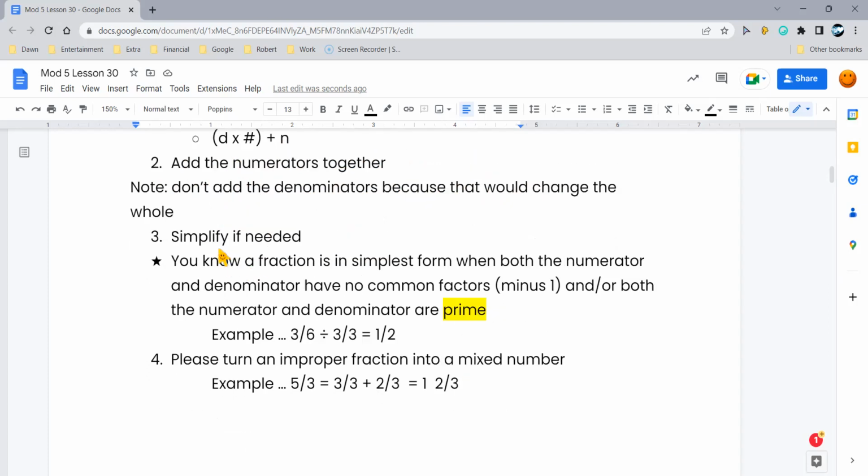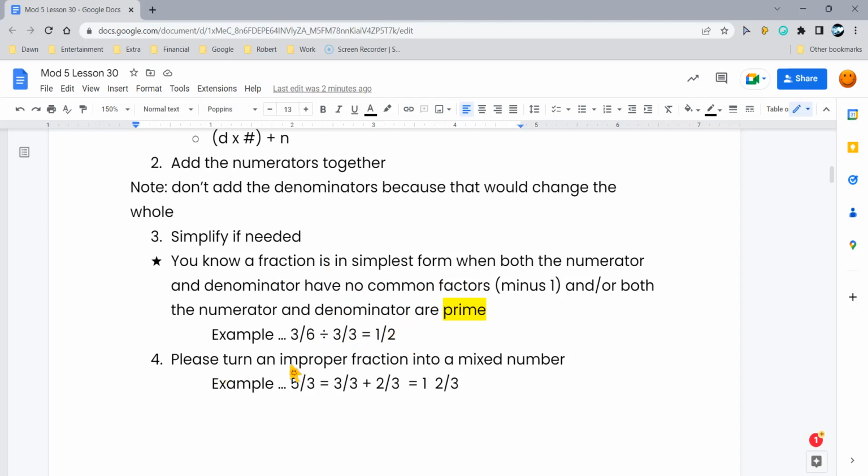If we find out that our improper fraction and our fraction, when we add them together, is a number we need to simplify, we would know that by looking at the fraction to see if either of the numbers go into each other or if they're prime. We got to make sure that if we ended up with 3/6, we divided by 3 to get a half. So we need to make sure we're in the smallest fraction.